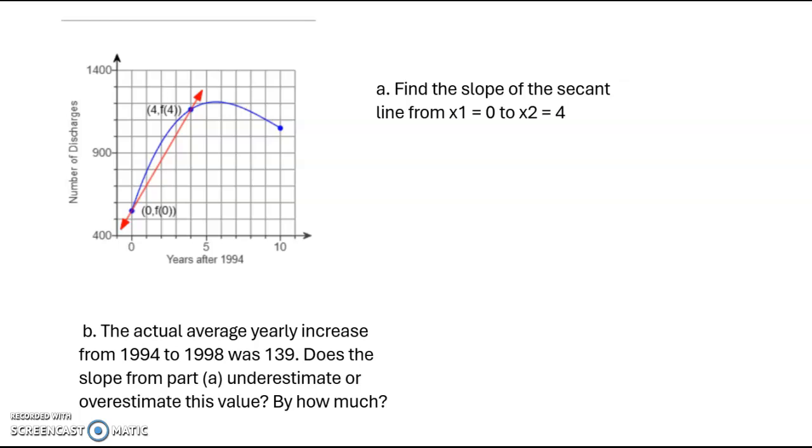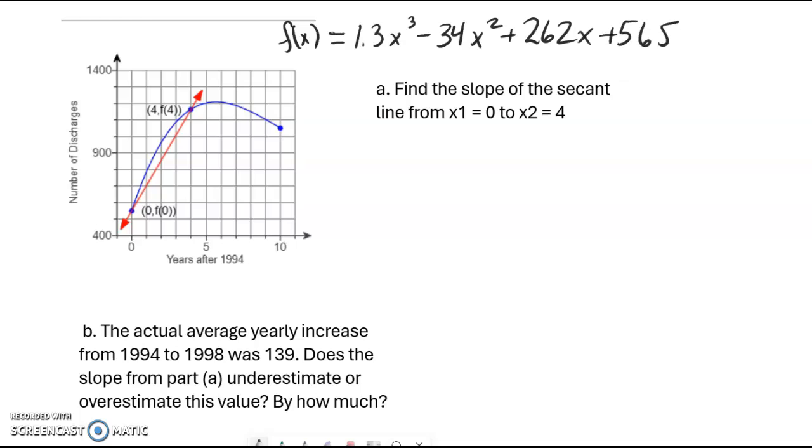All right, so we have this question from 1.5. And in 1.5, it tells us that we have this function, f of x, and this is the function. And that function, f, is shown on the graph here. And it says that we want to find the slope of the secant line from x1 is equal to 0 to x2 is equal to 4.